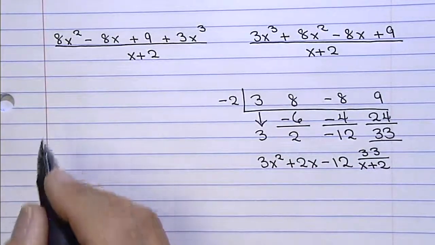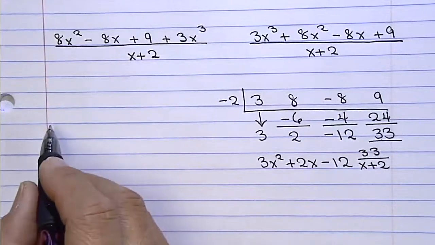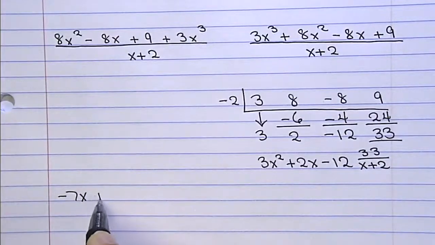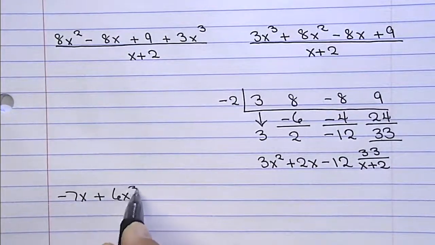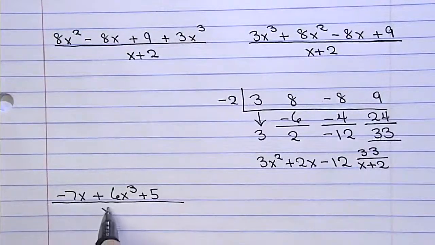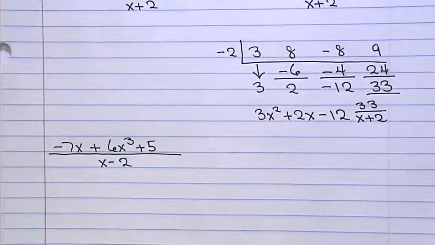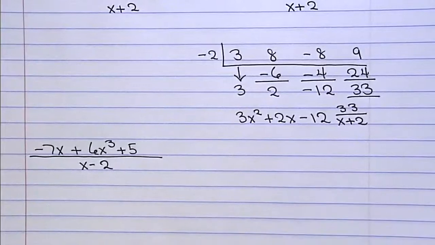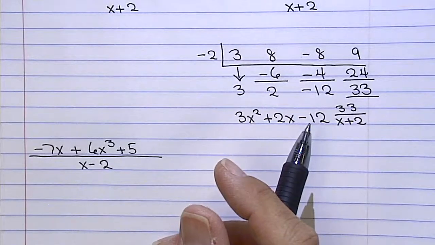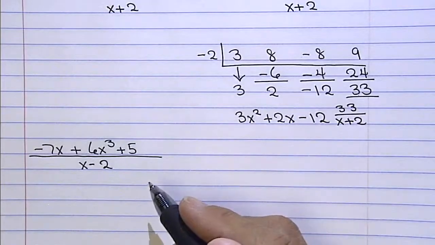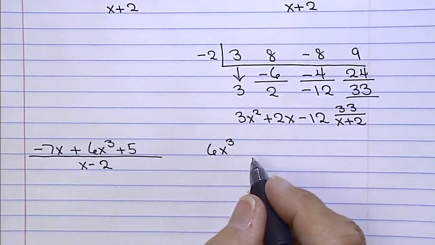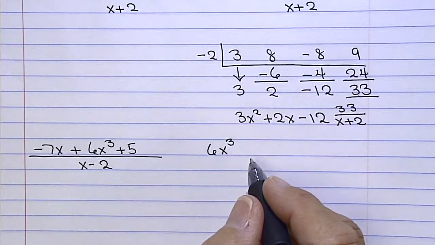All right, so let's look at this, because I need you to see this. Here's another problem. It's negative 7x plus 6x cubed plus 5 divided by x minus 2. Now, I need you to write that problem again for me the way that it should be written for synthetic division or for division of any kind of problem. What's your first term going to be? 6x cubed. What's your second term going to be? 0x squared. Thank you. You see it?